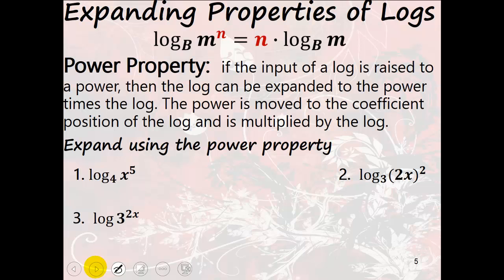The last property that we're going to talk about is called the power property. And it says if the input of a log is raised to a power. So notice what you have here. See how this n is in the exponent position, okay? Then the log can be expanded to the power times the log. It moves from the exponent position to the coefficient, okay? The power is moved to the coefficient position of the log and then is multiplied by the log, okay? So you move it in front to the coefficient and then you multiply it, all right? So let's try a couple here.